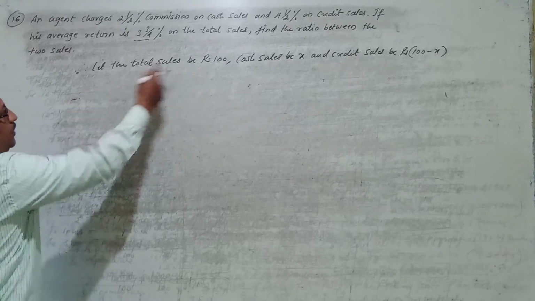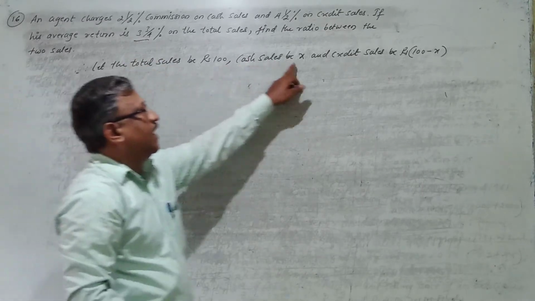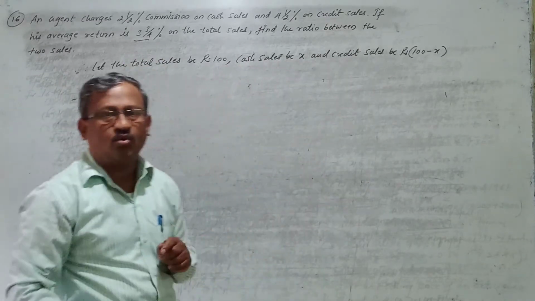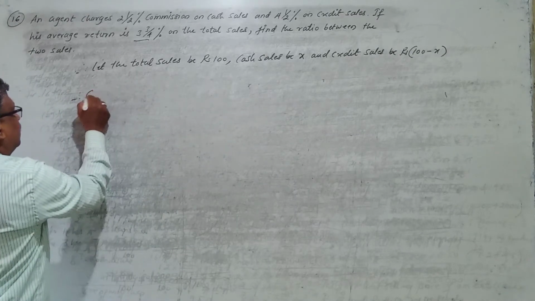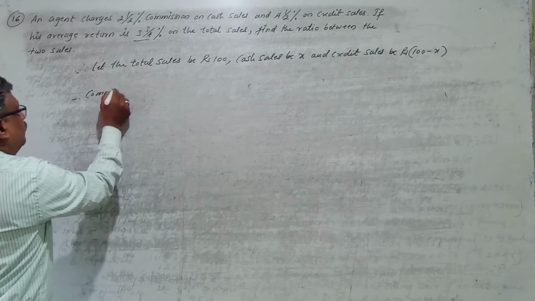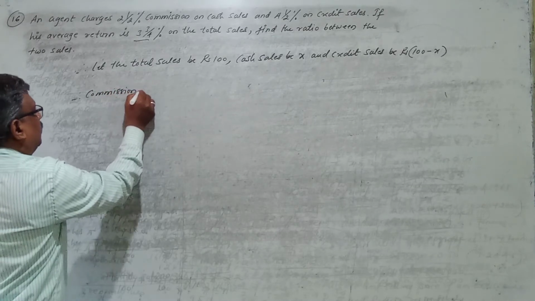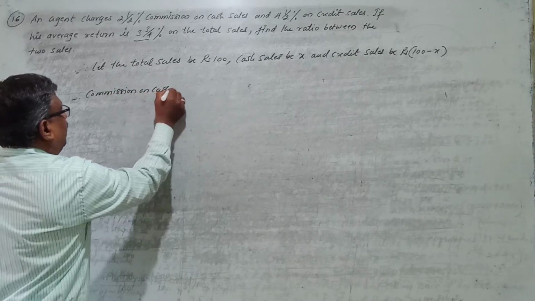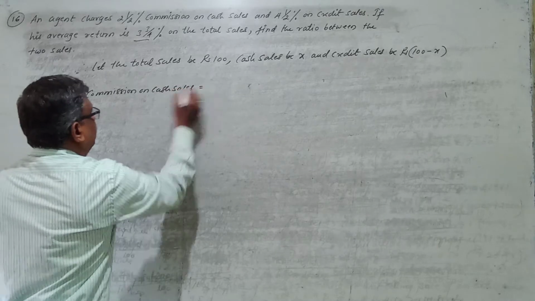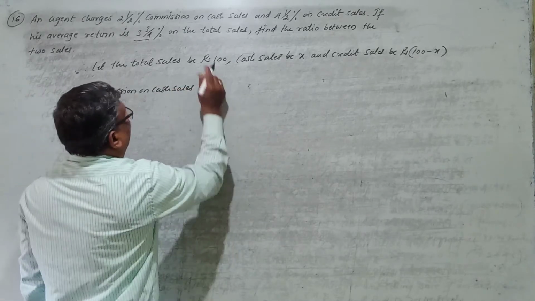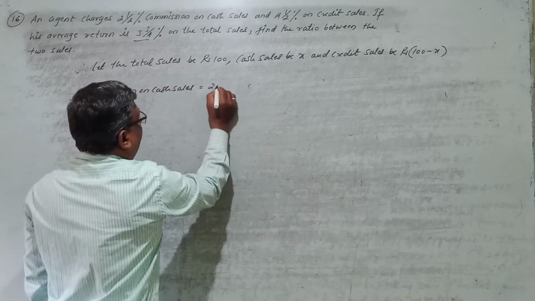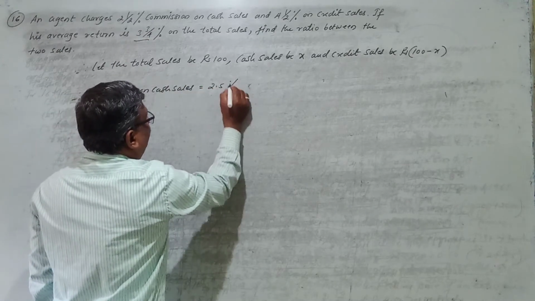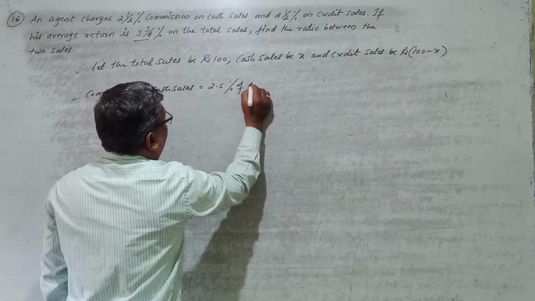Now everything is known here: total sales, cash sales and credit sales. You just have to go on calculating the commission. Now first you calculate the commission on cash sales. Commission on cash sales equals what? What is the commission payable on cash sales? It is 2.5%. Means you have to calculate 2.5% of what?